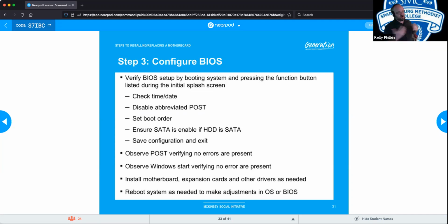Ensure that all your hard drives can be seen, all your RAM can be seen, so the computer sees everything that is hooked up to it and it is configured. Once that is good, save your configuration, exit, and then do a restart and observe that it goes through POST with no errors. And then if it starts up, you can install your operating system, be it Windows, Mac, Linux, whichever you choose, and boot into that with no errors.